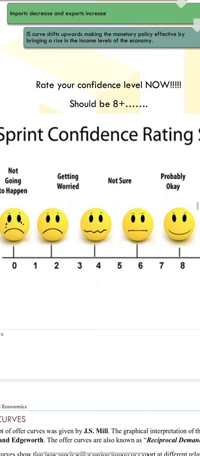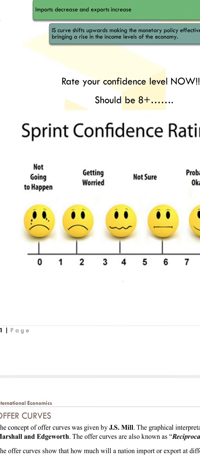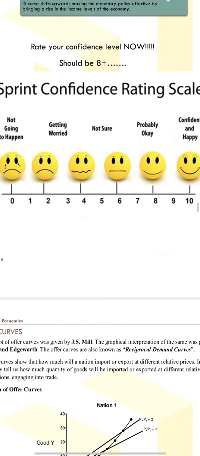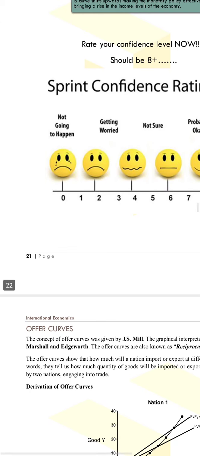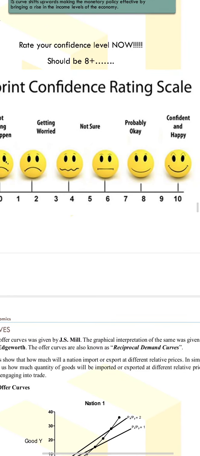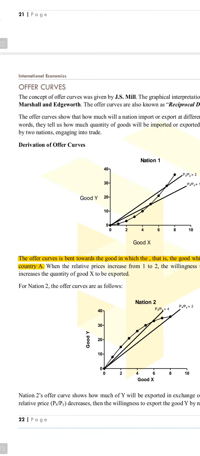Rate your confidence level now; it should be 8 plus. That will be the sprint confidence ratio. The rating scale runs from not going to happen, getting worried, not sure, probably okay, to you're confident and happy. These are the rating scales.